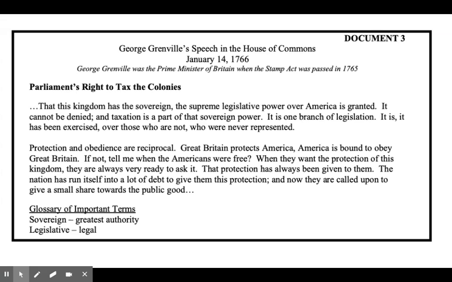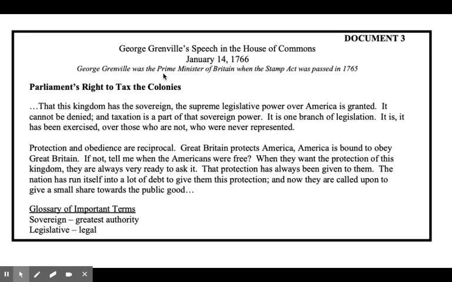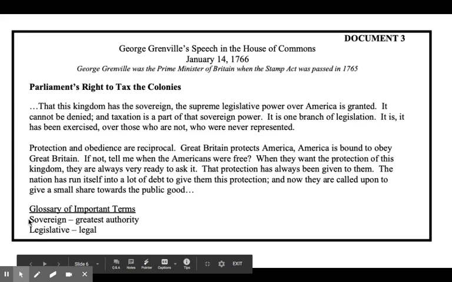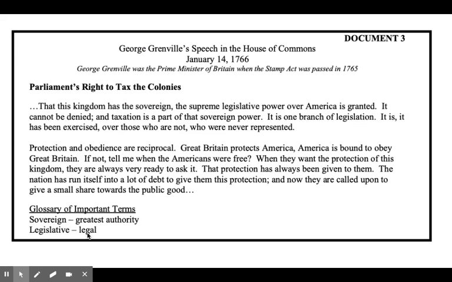This next one is George Grenville's speech in the House of Commons, which was Parliament. He gives this speech in January 14, 1766. He was the Prime Minister of Britain when the Stamp Act was passed in 1765. So he's kind of like the president over there in Great Britain. So if you look down here, we have the glossary. Sovereign means greatest authority, and legislative in this context means legal. There are your questions that relate to George Grenville's speech.